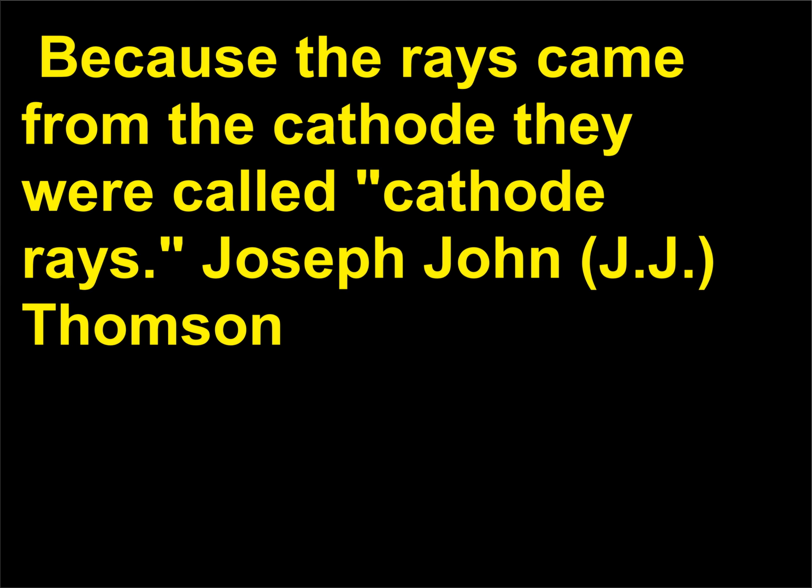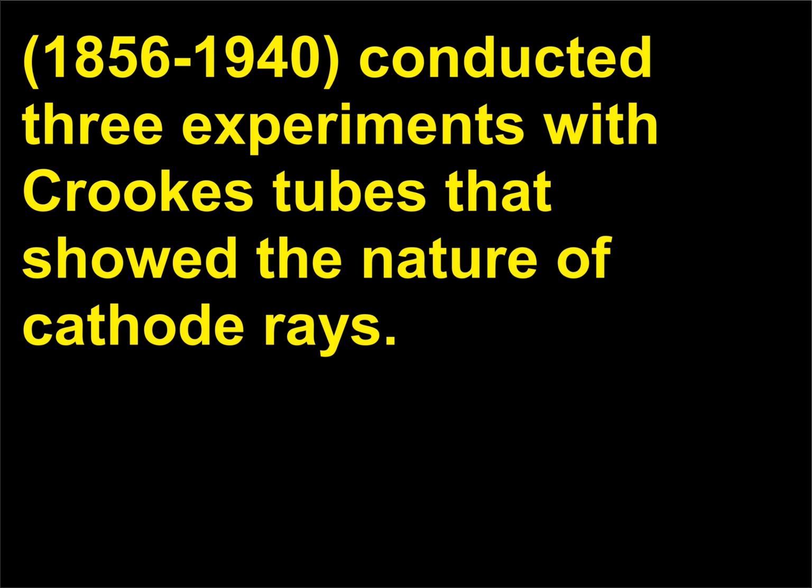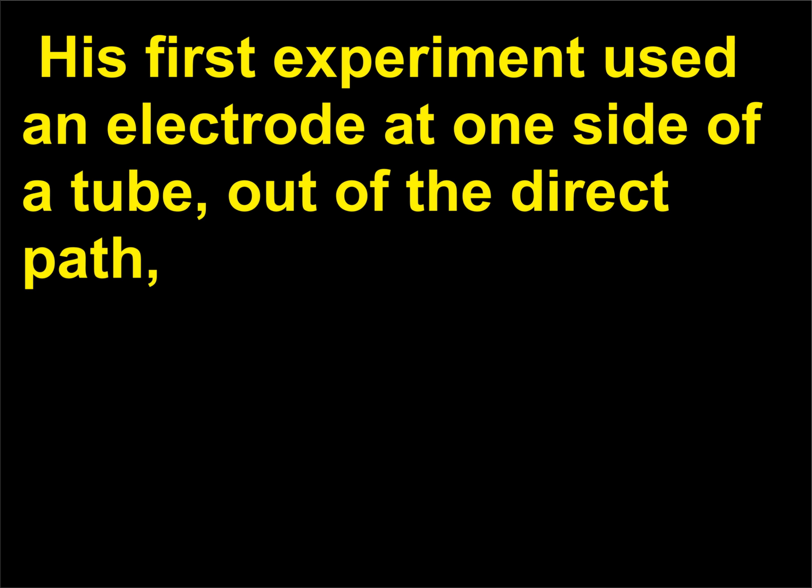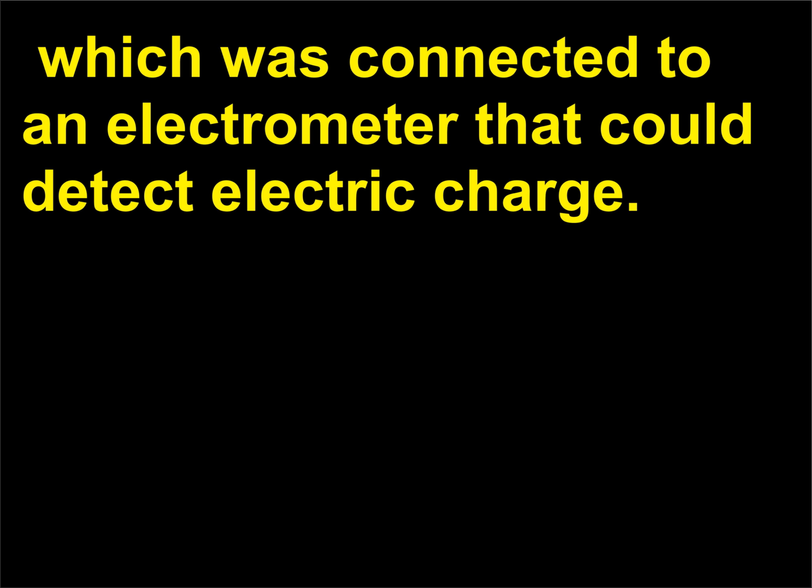Joseph John, J.J. Thomson, 1856–1940, conducted 3 experiments with Crookes tubes that showed the nature of cathode rays. His first experiment used an electrode at one side of a tube, out of the direct path, which was connected to an electrometer that could detect electric charge.